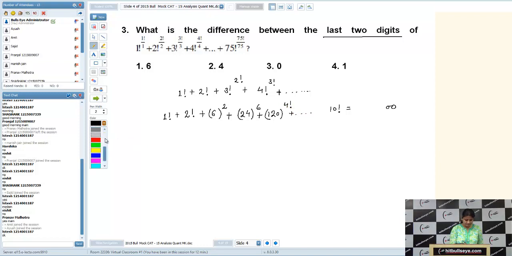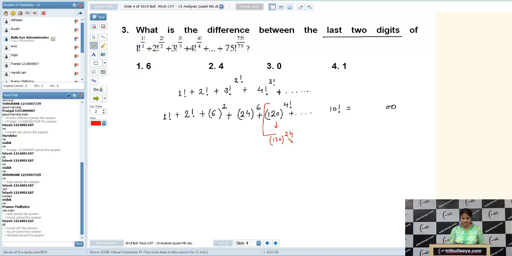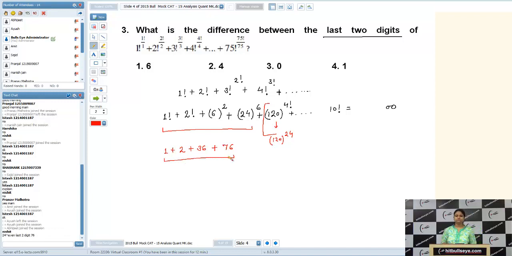Now, you can do one thing. We can neglect these terms as well, 5 factorial onwards. Why so? Because in the base we have a number which is ending in 0 and we have a huge power. As you can see, this is 120 raised to power 24. So this expression will end in 24 zeros. That's why it will not make any difference to the answer. That's why we will consider only the first 4 terms. So it will be 1 plus 2 plus 36. Now 24 raised to power 6 will end in 76. You can add up these terms, you will get the last two places, then you can take the difference of that.